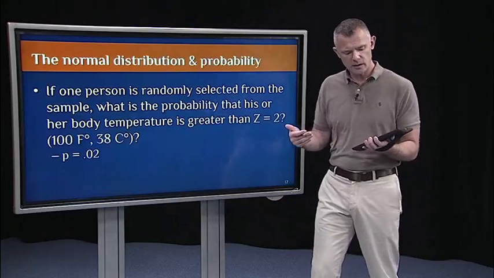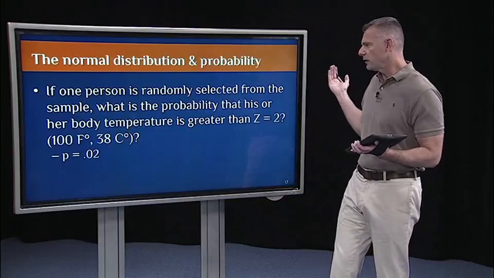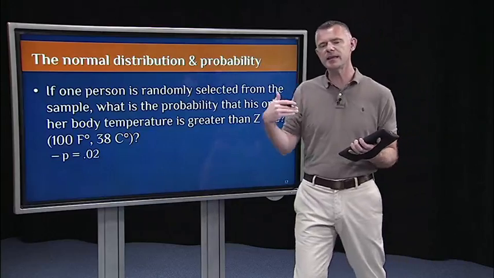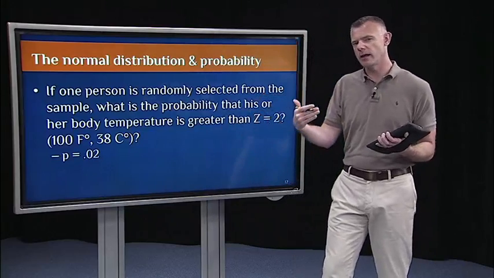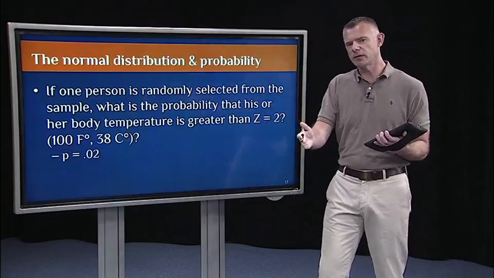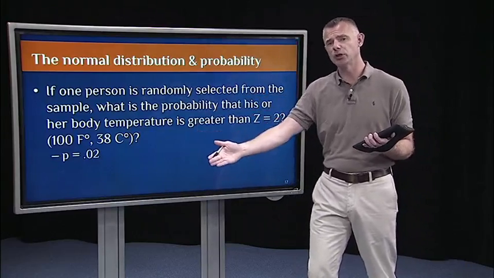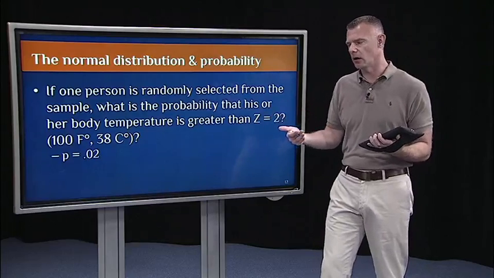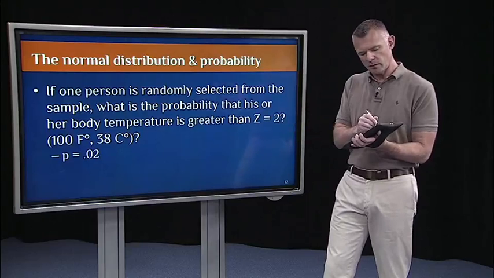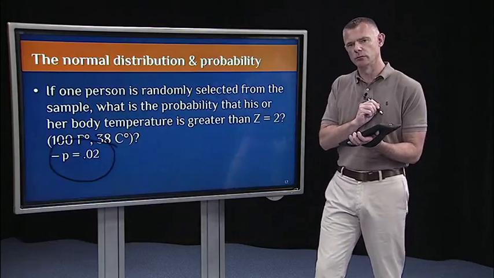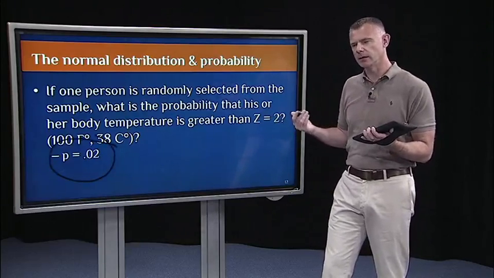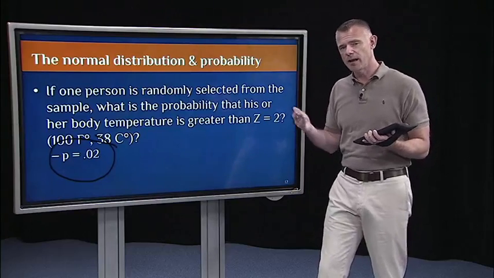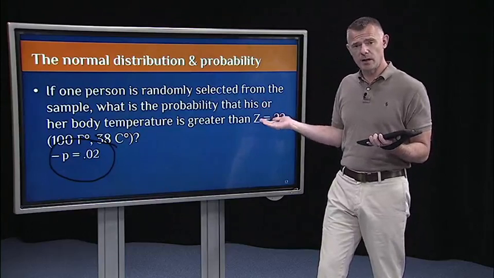Let's make it more interesting. If one person is randomly selected from the sample, what's the probability that his or her body temperature is greater than Z equals 2? I just showed you that a very small percentage of the distribution falls beyond 2, right? So this is going to be a very unlikely outcome, and it turns out the probability is about 0.02. So this is a very unlikely event. It might make me want to rethink my assumption that everybody in this sample is healthy.